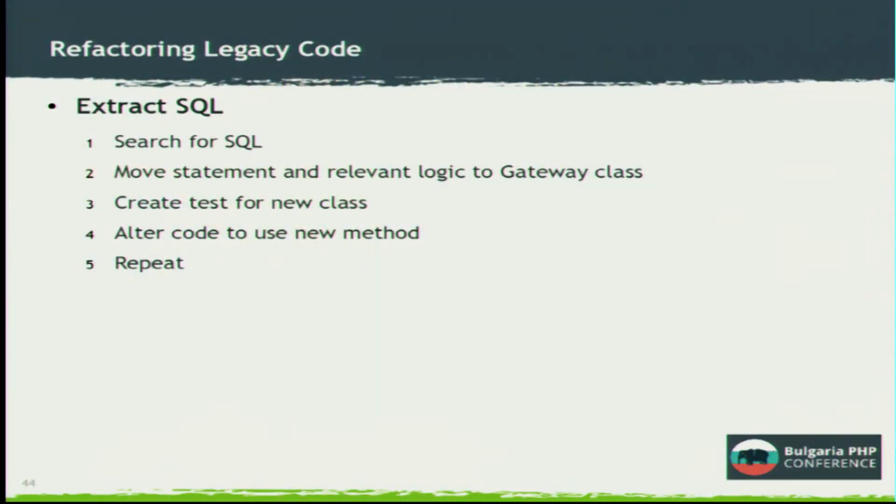create something somewhere else that you can call, doing those queries, and normalize it in some way. We're generally going to search for SQL, move the statement or related logic to a gateway class, create a test for the new class, alter the code to use the new method, and then keep repeating it till we don't have any more SQL inside of our code. It's all inside the individual gateway classes.